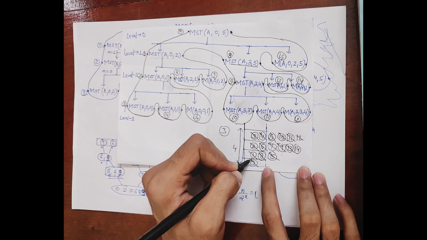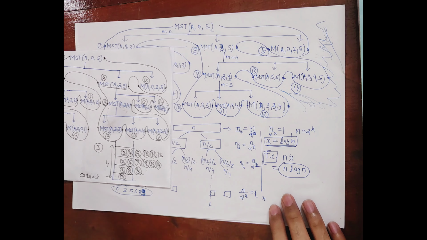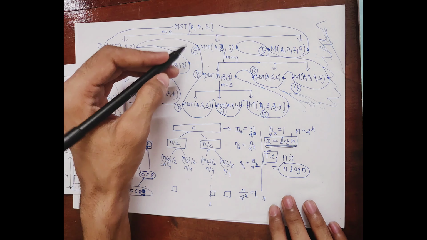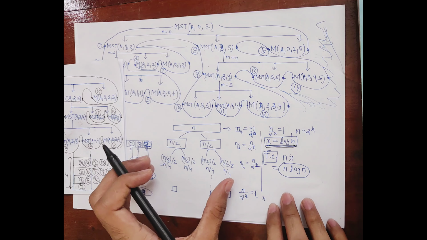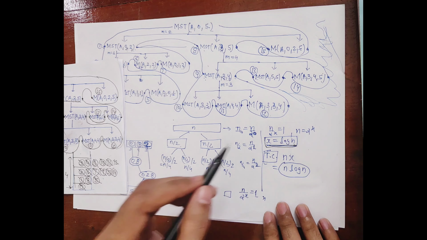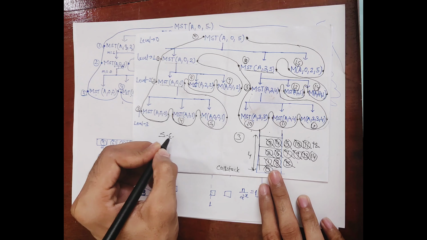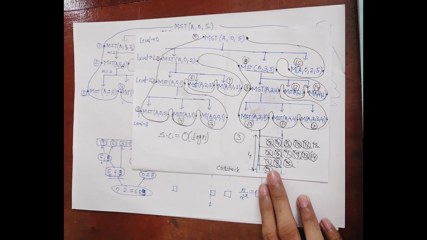And how can we find the height of the call stack? I already told in part 1 that it will be log n. How many levels are there in the tree is considered as log n, and I have already derived that part, how it becomes log n. So the space complexity will be O of log n. I hope you got it.